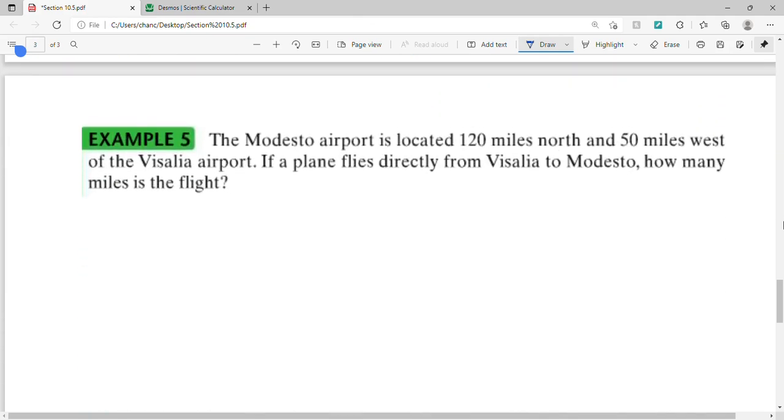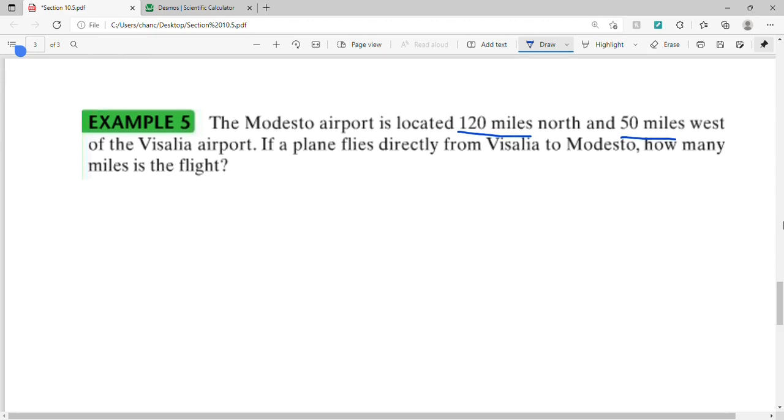In example 5, the Modesto Airport is located 120 miles north and 50 miles west of the Visalia Airport. If a plane flies directly from Visalia to Modesto, how many miles is the flight? So we'll draw a picture. I know north is facing up here, the south is opposite of that, east is on the right, and west is on the left.